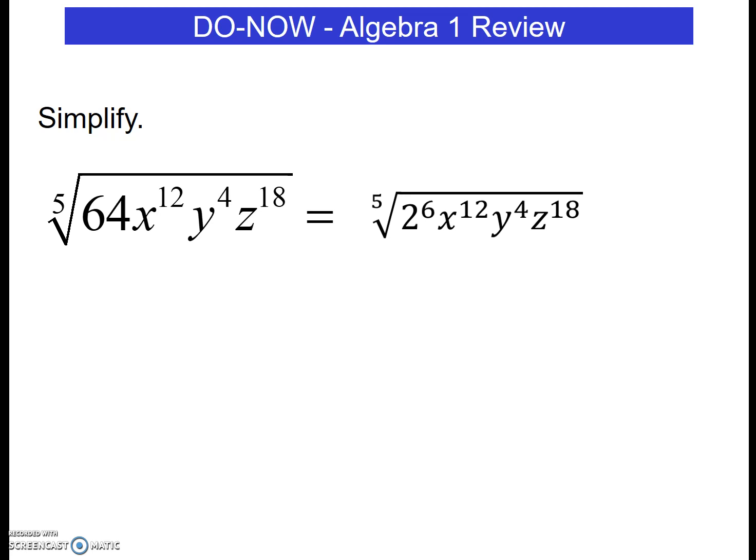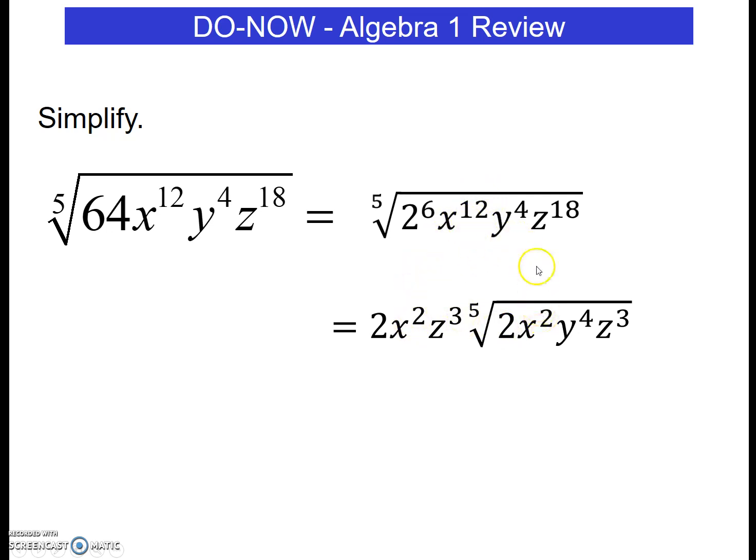So for example, when you do 6 divided by 5, you get 1 with a remainder of 1. That means we have a 2 to the 1st power on the outside because we got 1, and that remainder stays inside. Same thing with the x. When I do 12 divided by 5, I get 2 with a remainder of 2. Now if I divide 4 by 5, I can't get a whole number out of that, so it stays inside and wouldn't come out. Then 18 divided by 5 is 3 with a remainder of 3, because 18 minus 15 is 3.